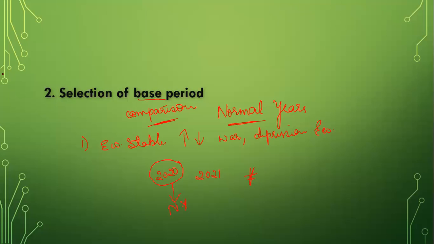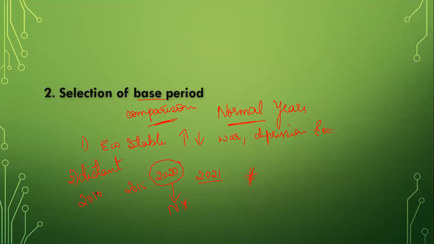Okay, one more thing is it should not be very distant. Now when you select your base year, consider for 2021, it should be around 2015, 16, 17. That is okay. You cannot compare a current year with 2010. There should not be a very long distance between the base and the current year. There should not be much gap between the base and the current year. That is the second one.